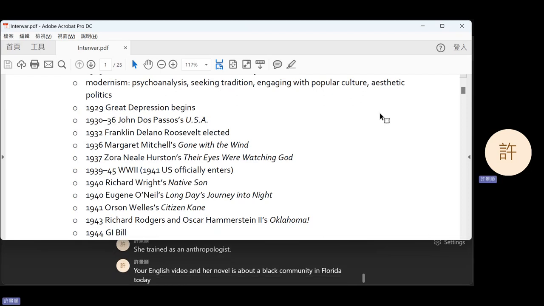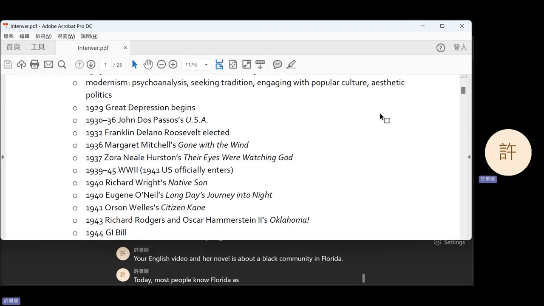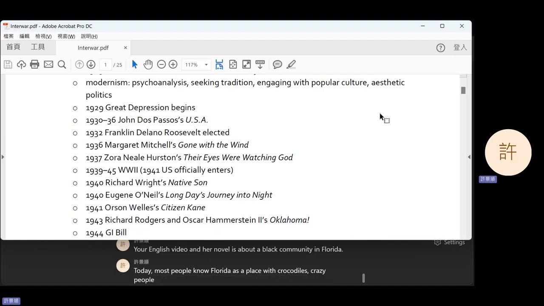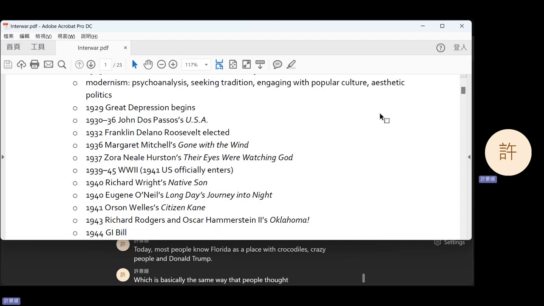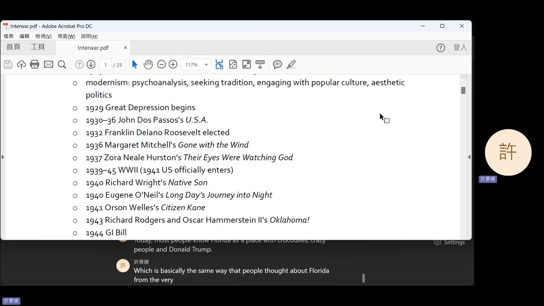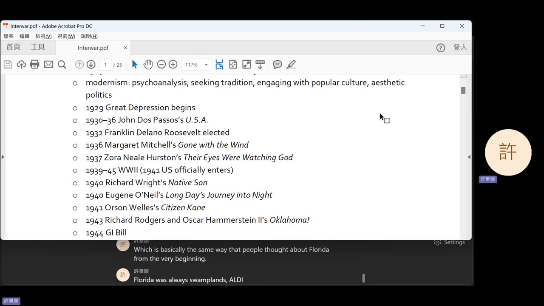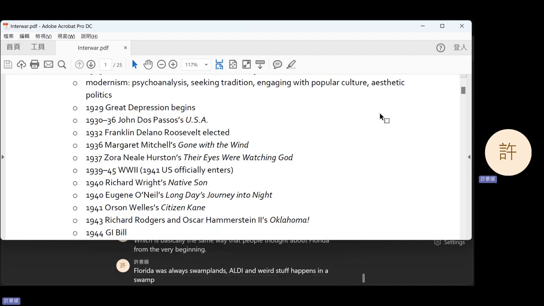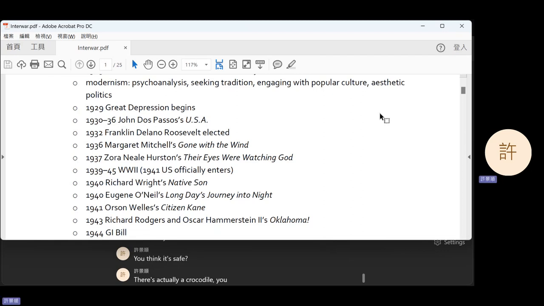Today, most people know Florida as a place with crocodiles, crazy people, and Donald Trump, which is basically the same way that people thought about Florida from the very beginning. Florida was always swampland, 沼泽地, and weird stuff happens in a swamp. You think it's ground, it's actually water. You think it's safe, there's actually a crocodile. You think your neighbors are friendly, one day they grab a gun and shoot your house.